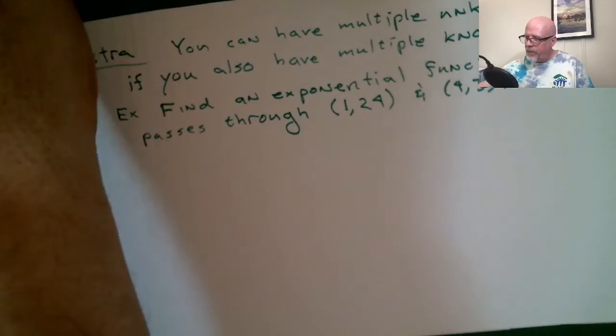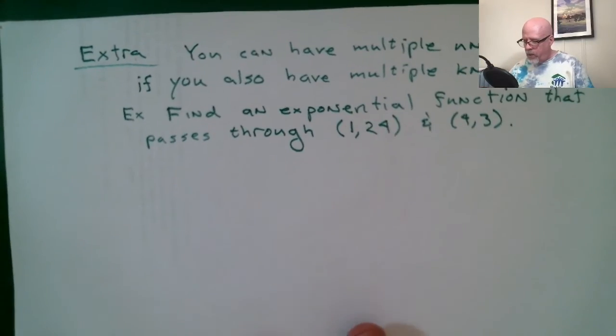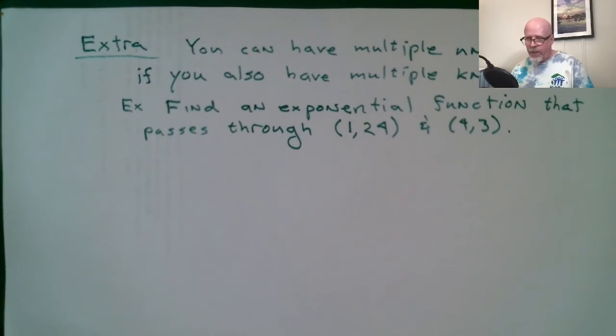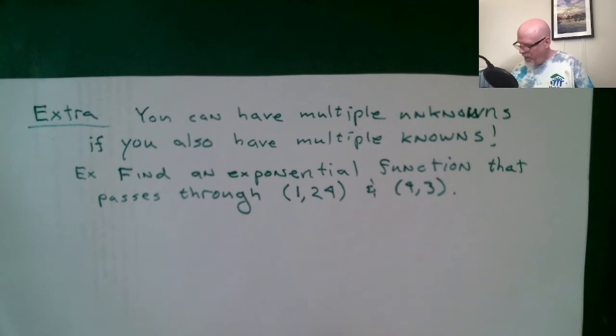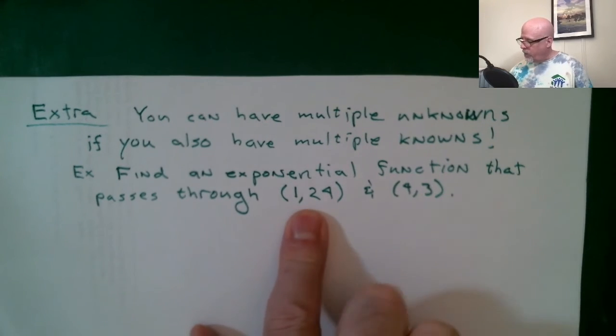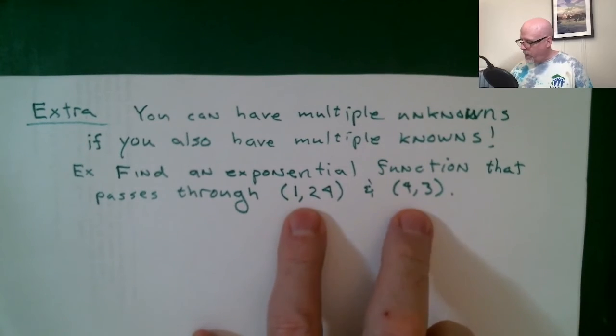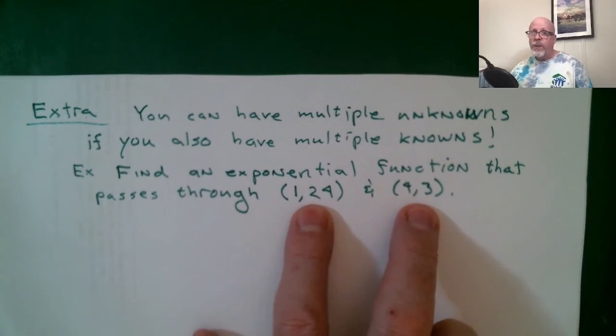I wanted to actually give you guys one extra scenario. This actually happens relatively frequently. You can have multiple unknowns if you also know multiple instances of the knowns. So here's an example of that kind of scenario. You're asked to find an exponential function that goes through 2 different points, 2 different xy pairs.